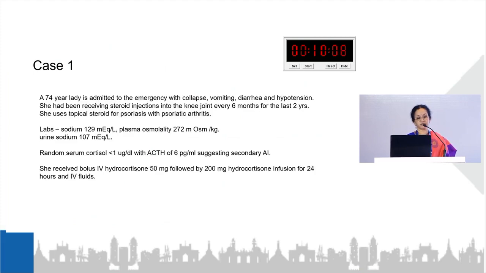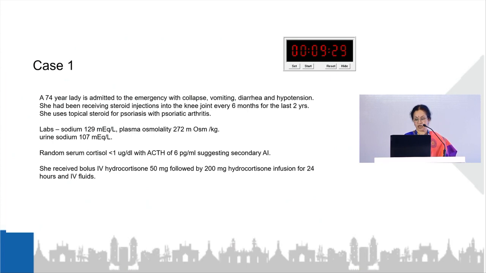The first case is a 74-year-old lady admitted to the emergency with collapse, vomiting, diarrhea, and hypotension. She has been receiving steroid injections into the knee joint every 6 months for the last 2 years. She uses topical steroid for psoriasis with psoriatic arthritis. If you see her labs, sodium is 129 milliequivalents per liter, so it is low. The plasma osmolality is 272, it is low, and the urinary sodium is 107 milliequivalents per liter, so it is high.